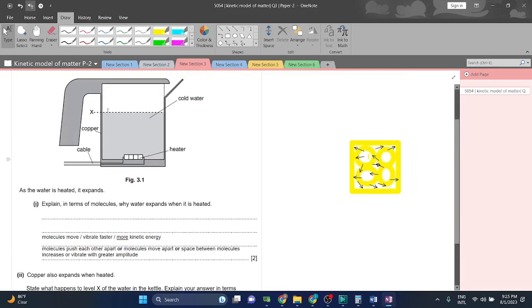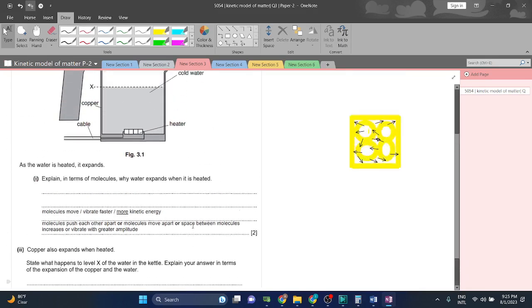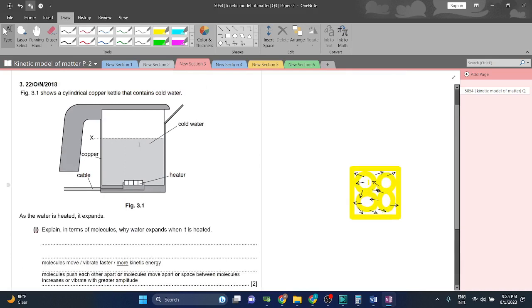The level X is increased, but there are two things which are changing. The copper is also heating up, right? The copper is also heating up. When the copper heats, it will also be subjected to thermal expansion. But a liquid will expand more than a solid. That is just a rule.